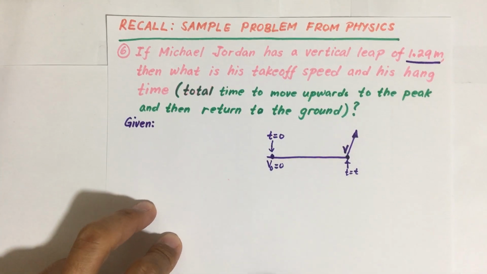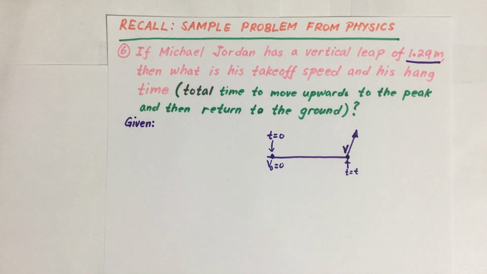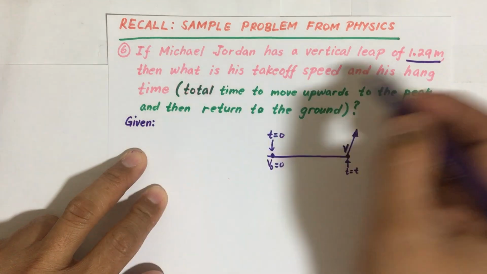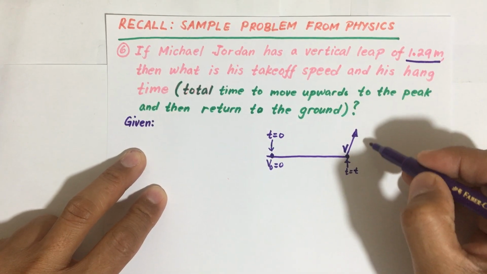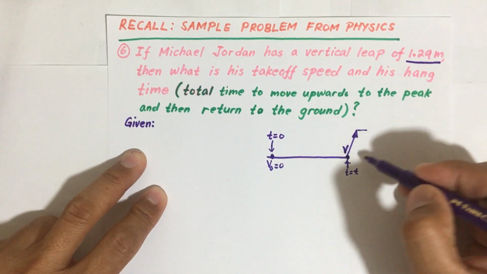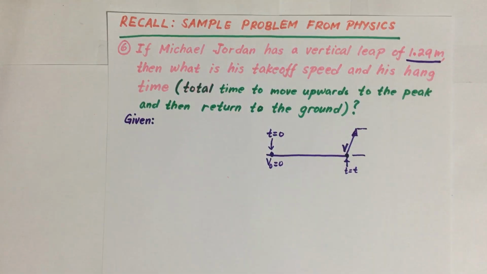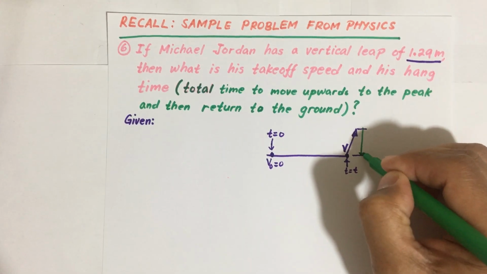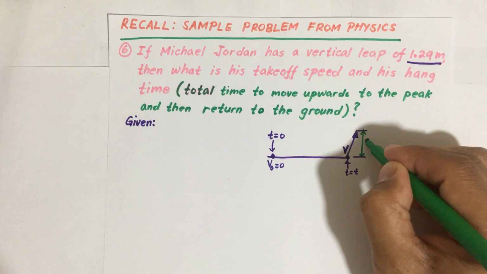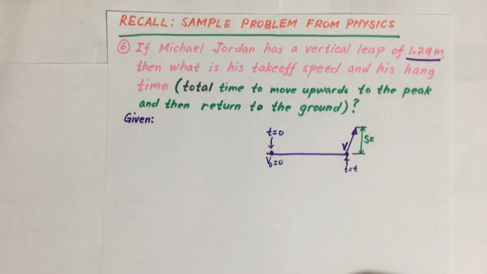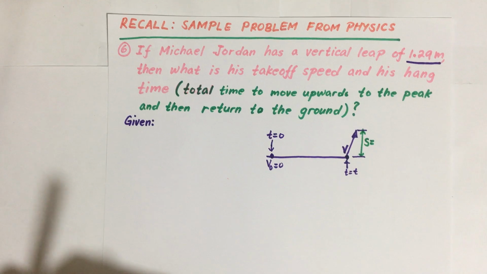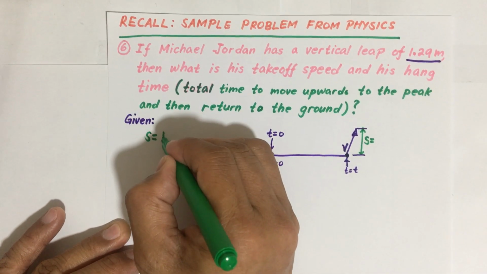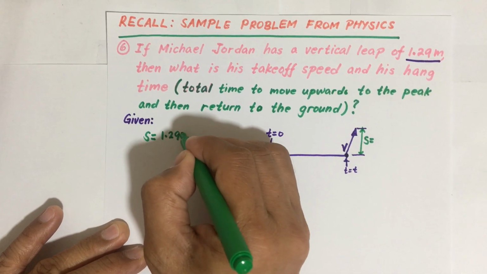Before we continue with that, let's write down first the given. We're given here the vertical leap, so it means that this height here is the s. That's given in the problem. Our s is equal to 1.29 meters.